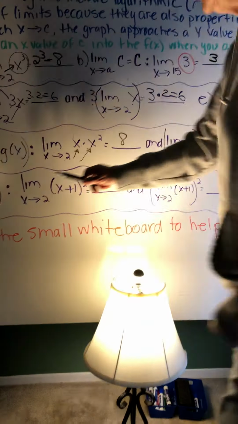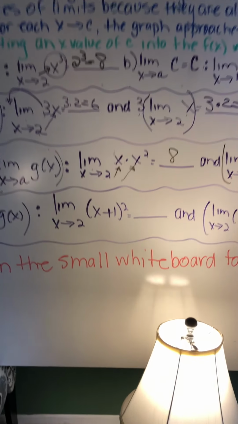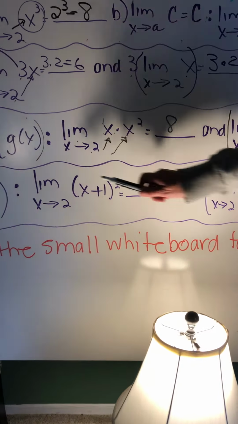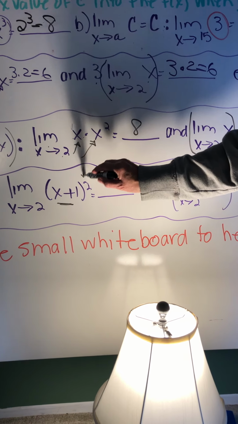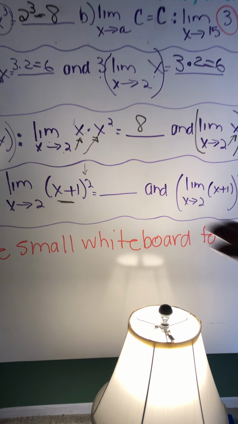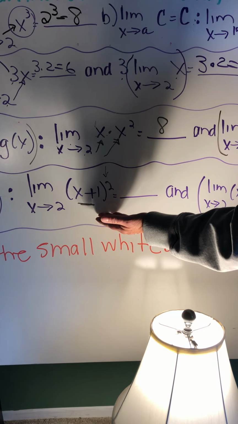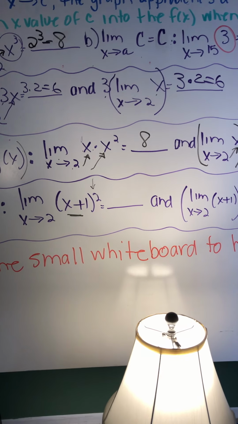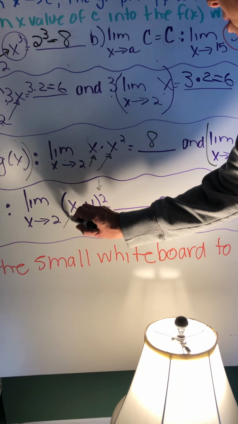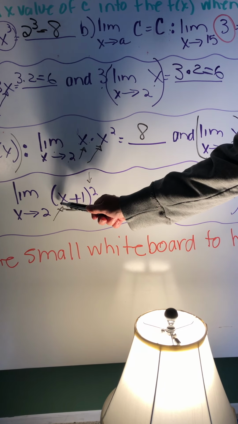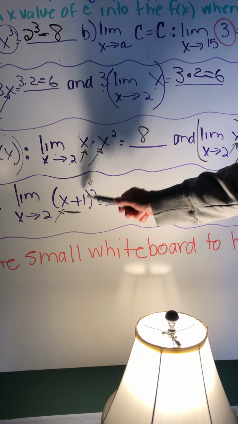The limit as x approaches 2 of, in parentheses, x plus 1 squared. Notice I have a composition of functions. I have the line x plus 1 inside the squaring function. All we have to do, whenever you are offered a limit, see if direct substitution works first, right? Super easy. Let's put a 2 in. 2 plus 1 is 3, squared is 9.